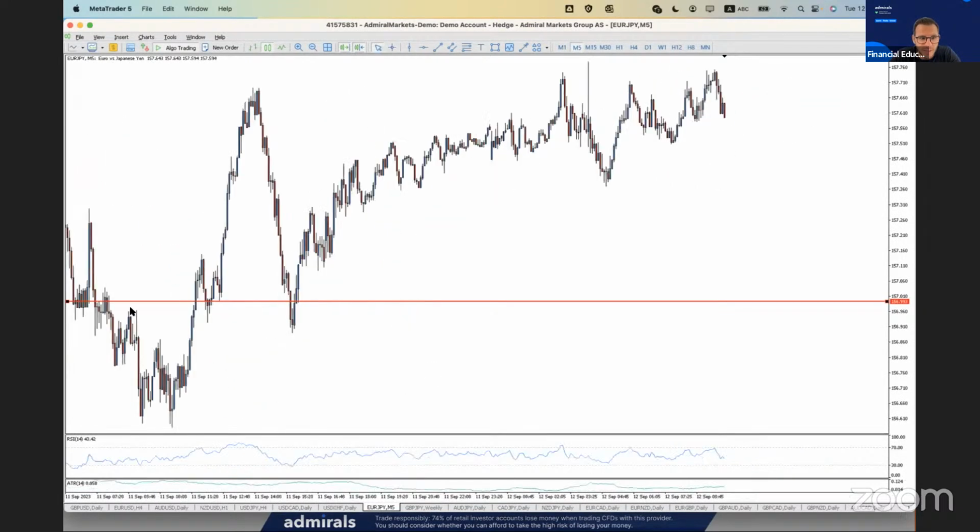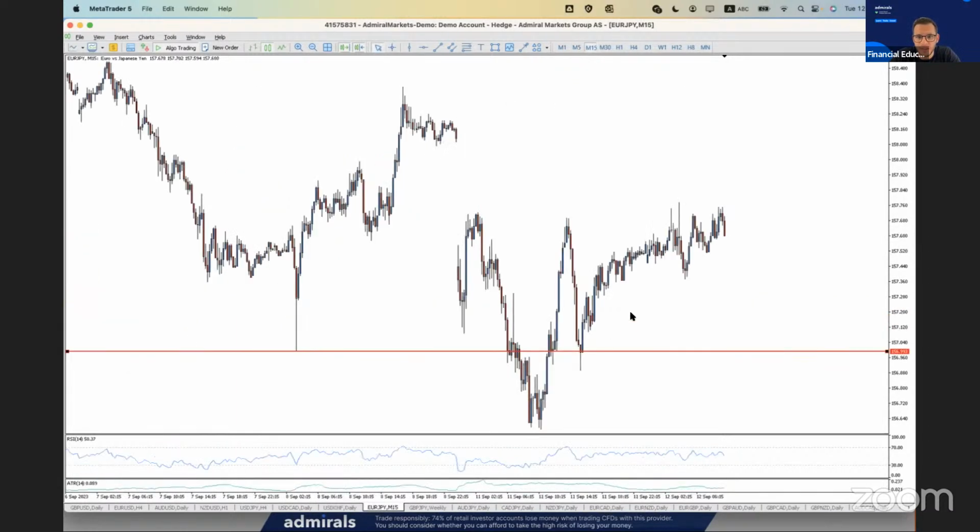Okay, so yesterday the market broke well below this support, and then it pushed to the upside and came to retest. It's not something I would like to get involved in, to be honest.